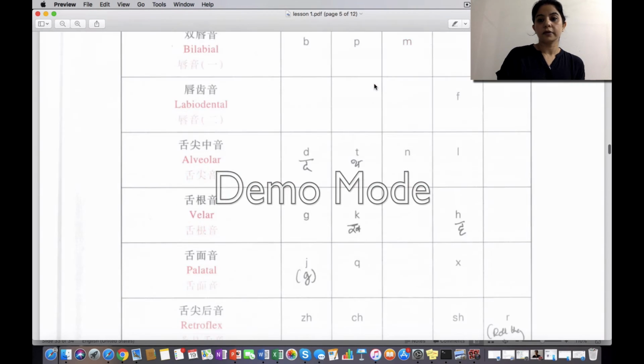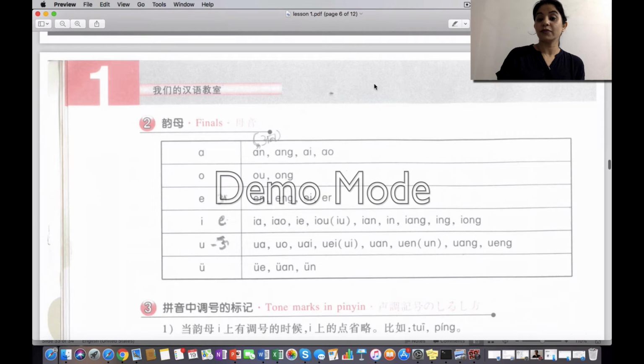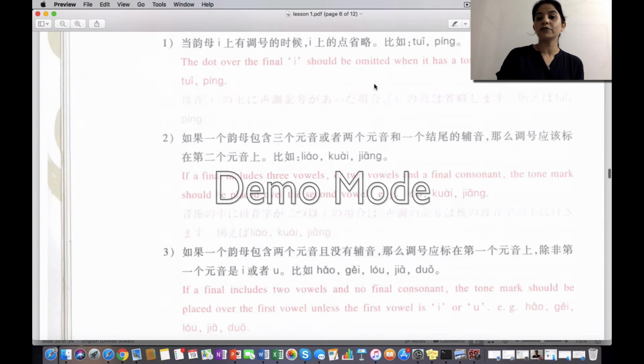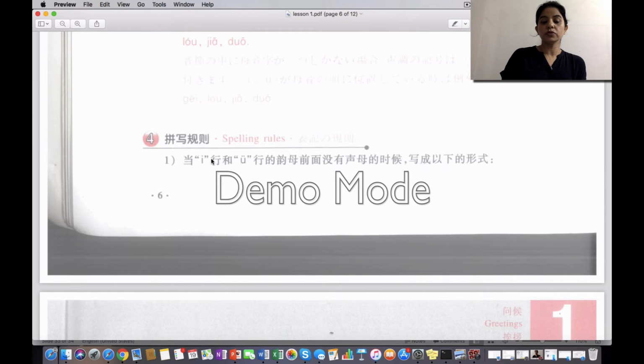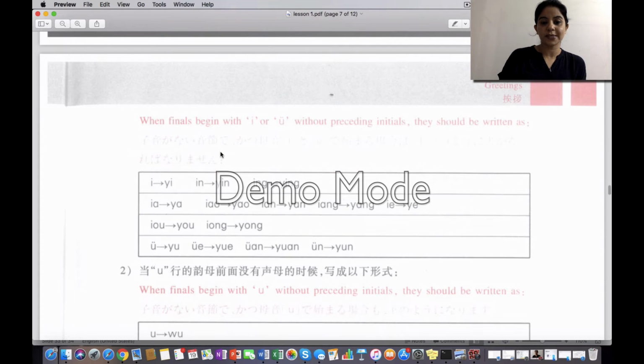Okay, and also before we jump into words, we have to understand how to pronounce them. So we need to practice initials, finals, and then we'll move on to learning words. What we are going to do is learn the spelling rules first. There are spelling rules which we need to understand once we start reading pinyin words. So the first rule, what does it say?